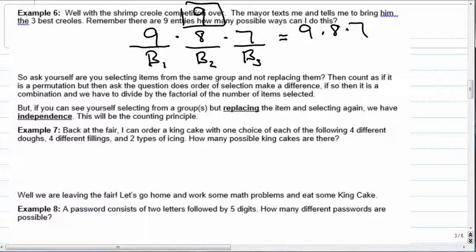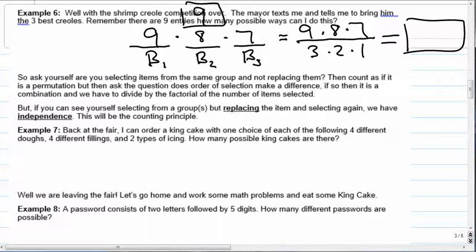In other words, there's no order, and when there's no order, you divide by a factorial. The factorial is how many did you pick? I picked 3, so 3, 2, 1. Do your math? That's your answer. Okay?